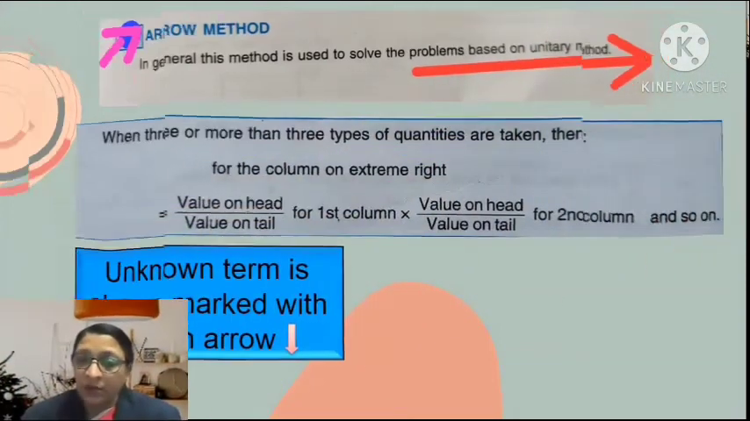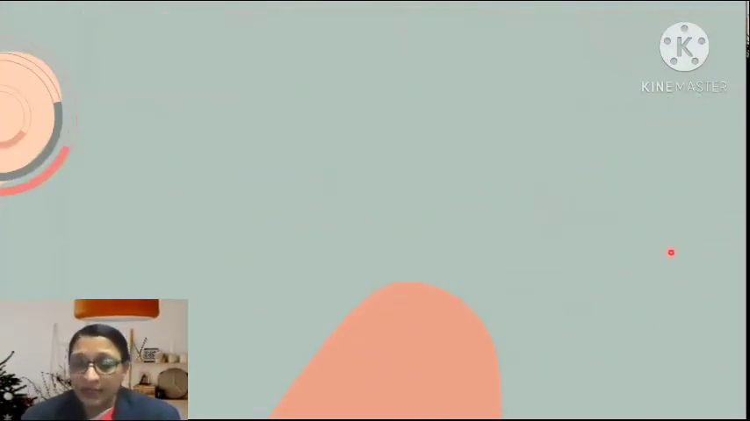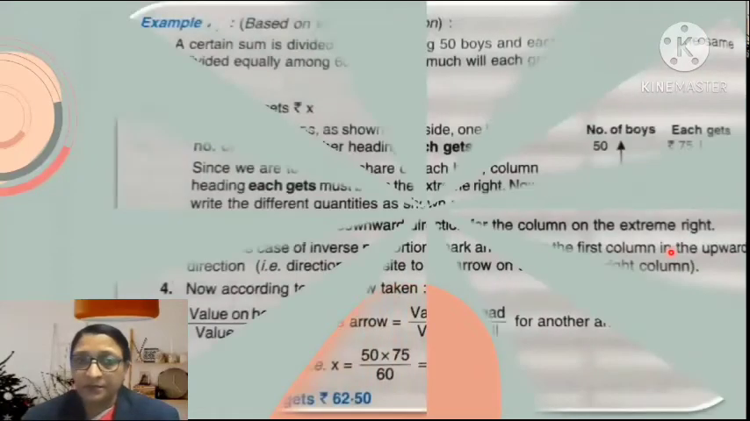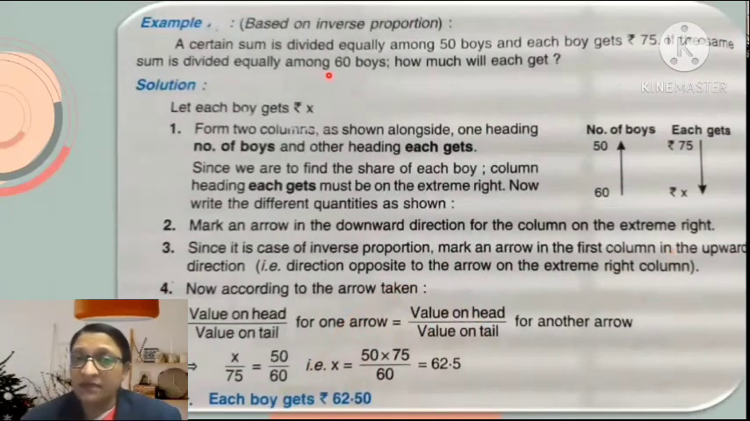Here, we will see with an example. A certain sum is divided equally among 50 boys and each boy gets rupees 75. If the same sum is divided equally among 60 boys, how much will each boy get? So here, let us consider each boy gets X rupees.